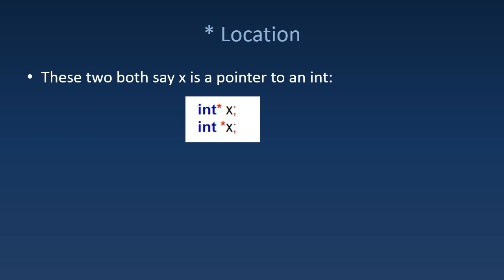The location of the star doesn't really matter, and you'll see it both ways. Our book uses this version. I like the top one, and I'll be using it mostly in the slides because it makes it clear that the star is really part of the type, not of the name. The name of this variable is x, and its type is pointer to integer. This one makes it look like the name is star x, and the type is int.